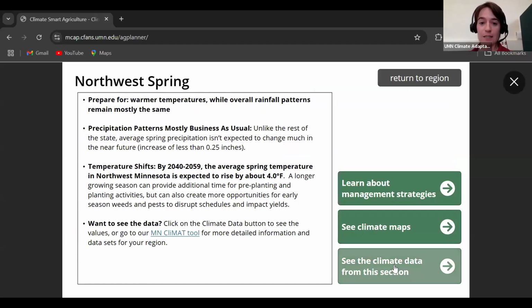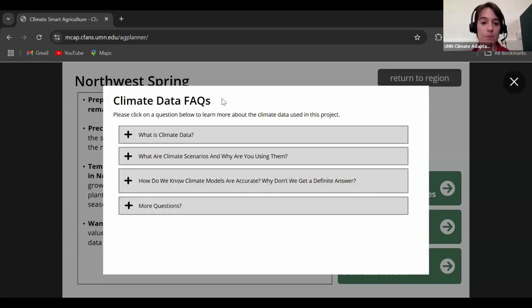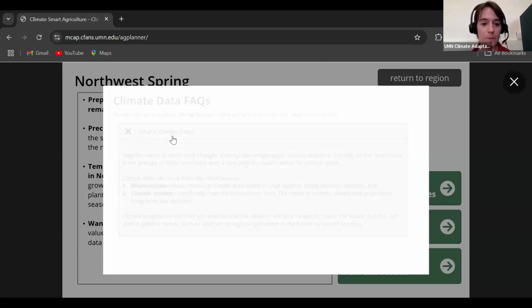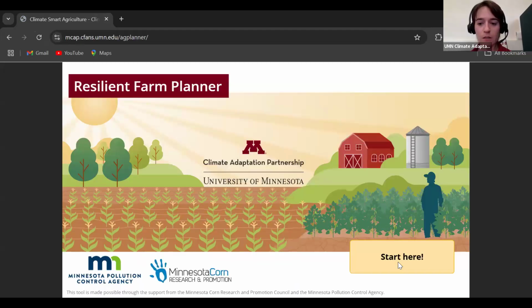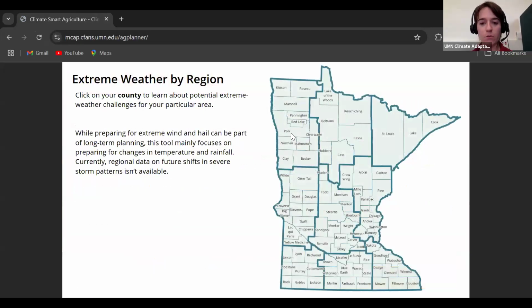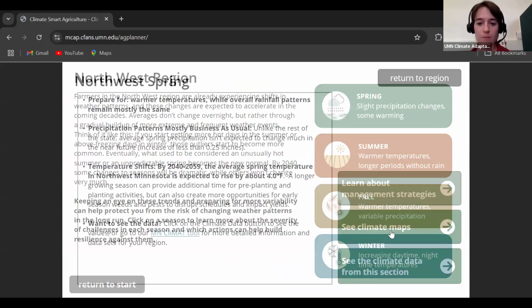You can look at the data to make comparisons across seasons if you're interested about how those changes in spring compared to summer or winter. If you're curious about the data, we have a number of FAQs that you can read. And excuse me. Once you're in this tool, you can then, let me refresh my page, apologies for that, you can then move on to strategies or climate maps. So let's take a look at climate maps.